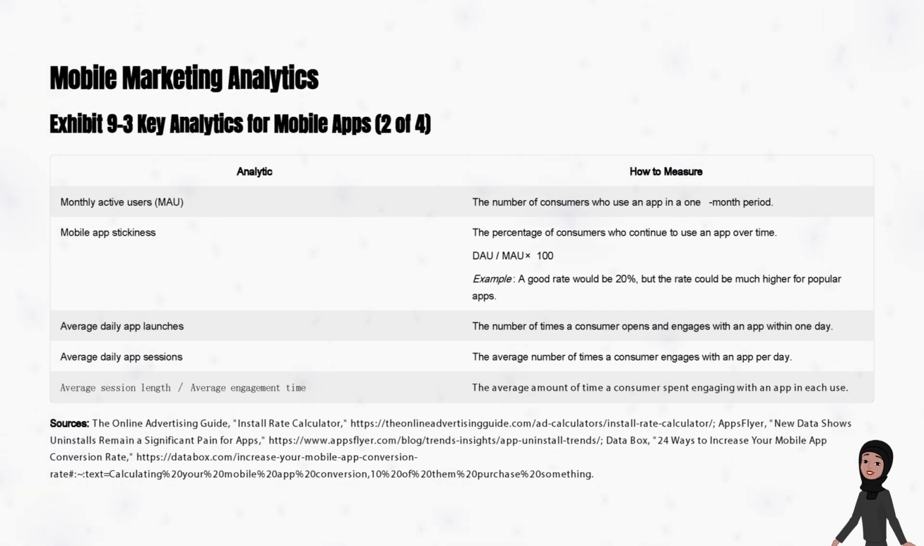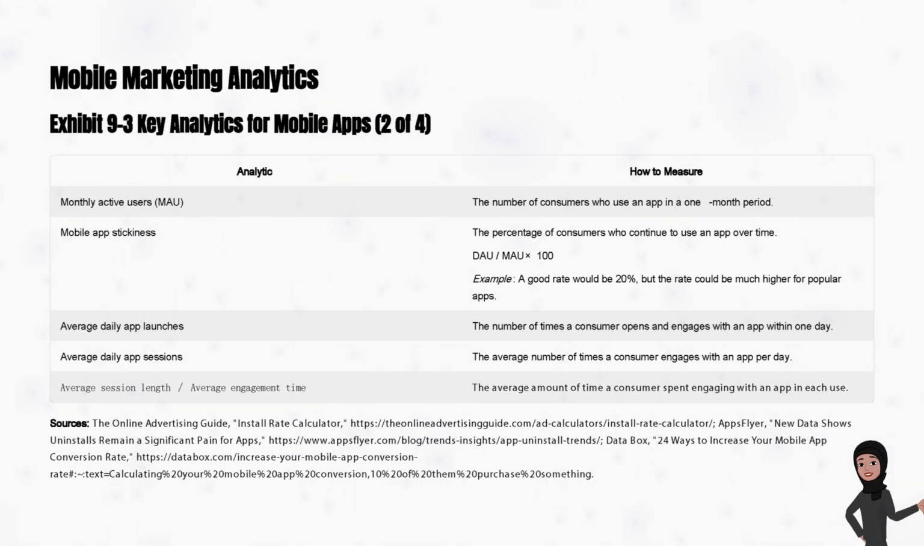Mobile app stickiness measures the percentage of consumers who continue using the app over time. It is often calculated by comparing daily active users to monthly active users. A higher stickiness rate suggests that users are returning frequently.